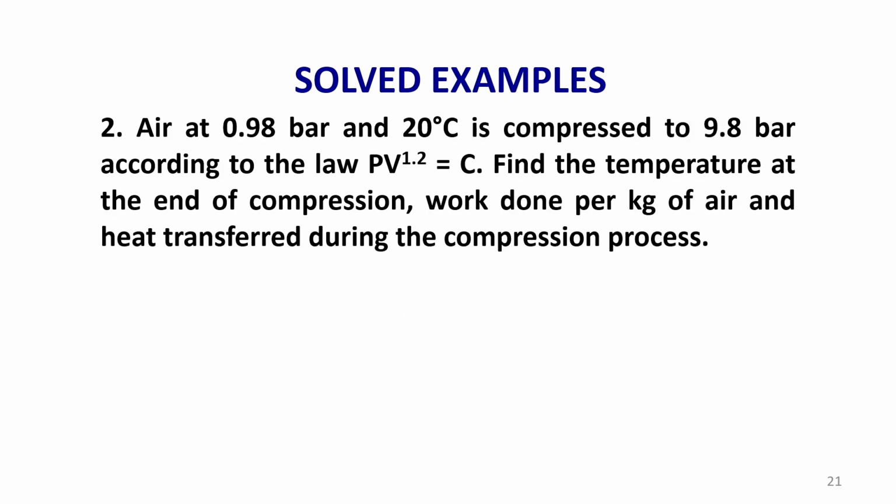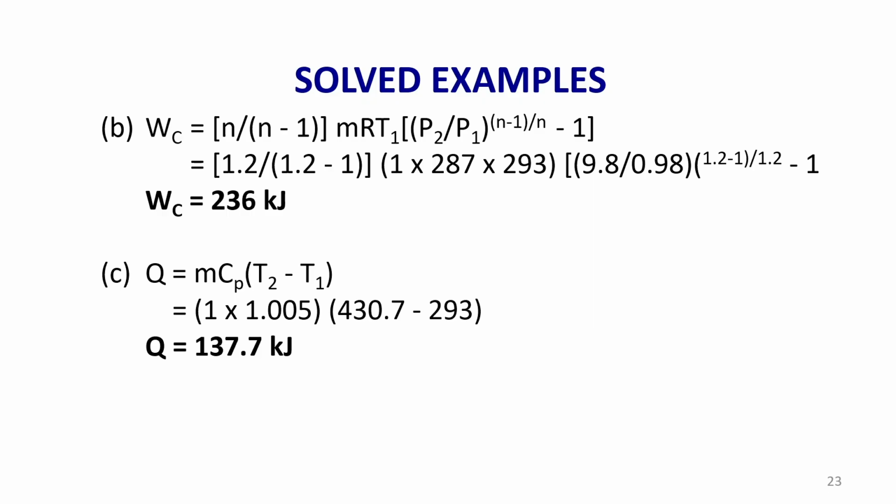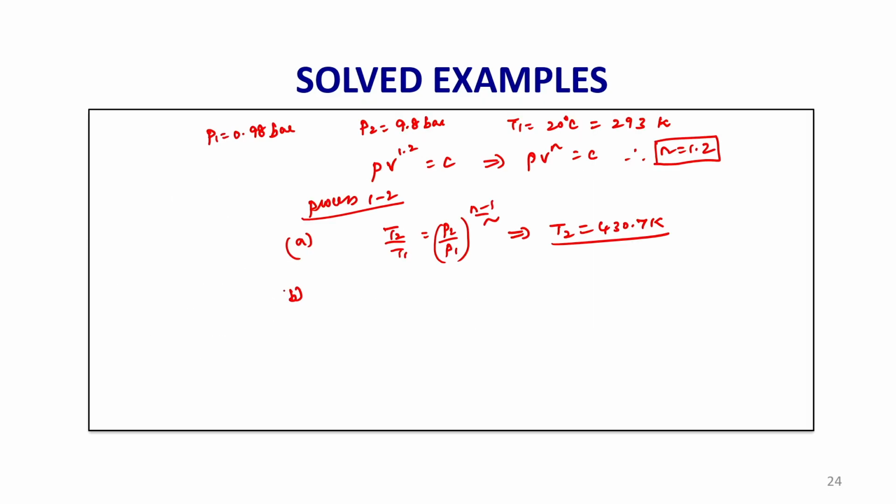Now find the work done per kg of air and heat transfer during compression. For work done per kg of air, we can use the formula: either you can use n by (n minus 1) into P1 V1 into [(P2 by P1) whole power (n minus 1) by n minus 1], or instead of P1 V1 you can use mRT1 also. You can use either of the equations. So, work done is equal to n by (n minus 1) into P1 V1 into [(P2 by P1) whole power (n minus 1) by n minus 1].